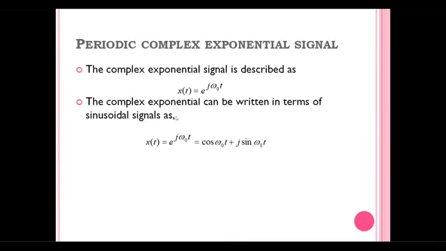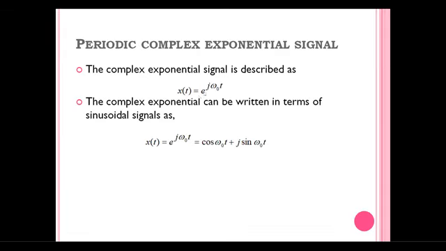Next, if the c value and alpha value are imaginary, we can call it a complex exponential signal. What is the standard expression for the complex exponential signal? x of t equal to e power j omega naught t. Here, in the place of alpha, what is the term available? j omega naught.